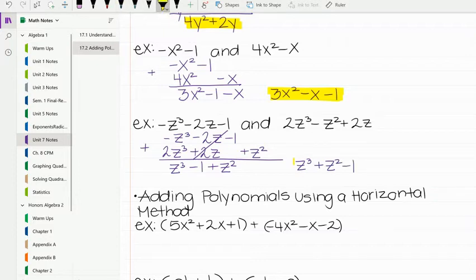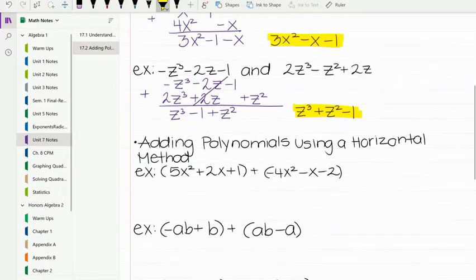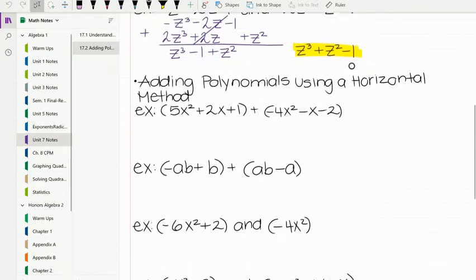So this would be a third degree because we have a third degree exponent, and this would be a trinomial. Okay, next is adding polynomials using the horizontal method.